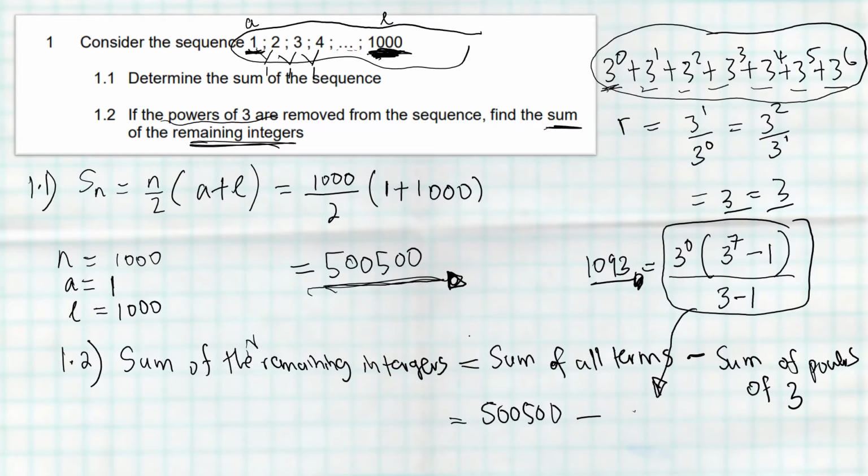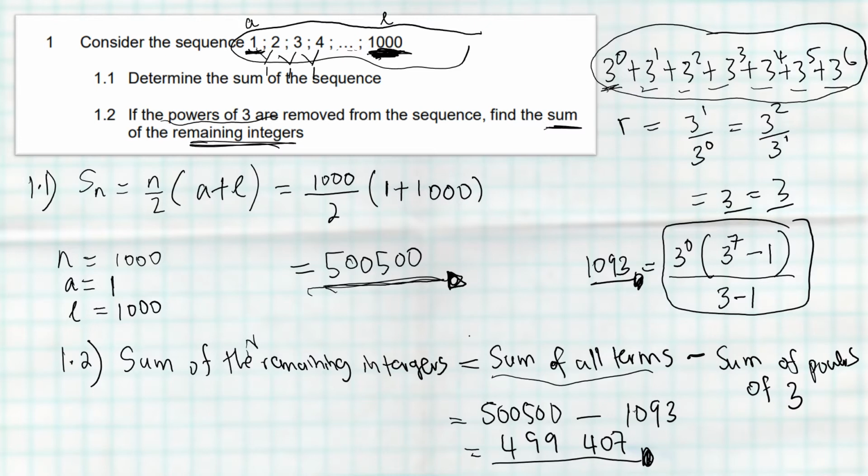Now they said calculate the sum of the remaining integers if powers of 3 are being removed. We told you that to do this, you get the sum of all terms, then you subtract the sum of the powers of 3. So I'm just going to subtract the sum of the powers of 3, which is 1093, from 500, and the answer will give me 499407. So this will be the sum of the remaining integers, and that's basically how you approach this question.